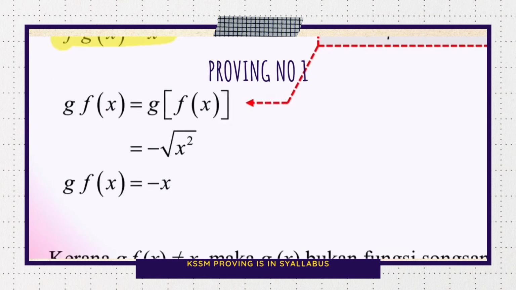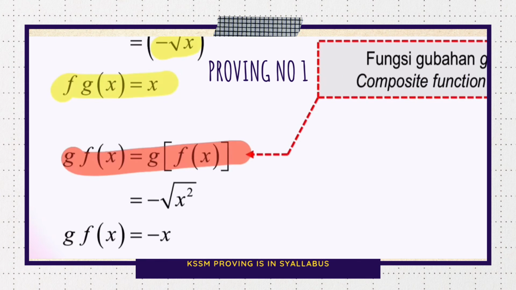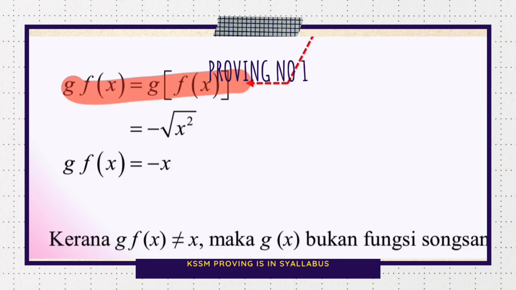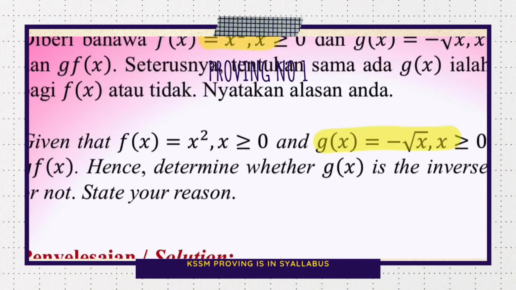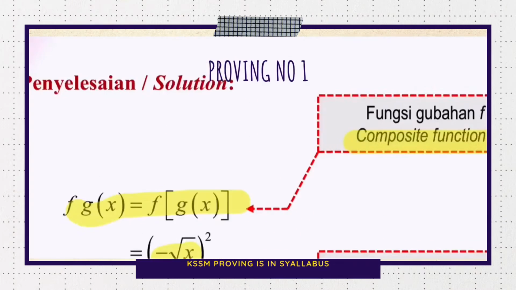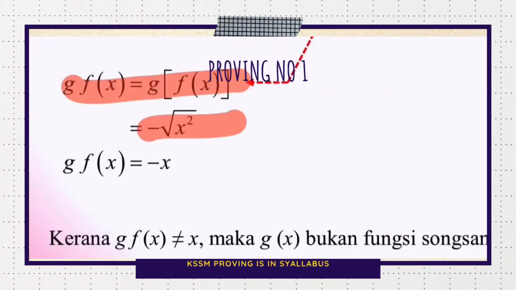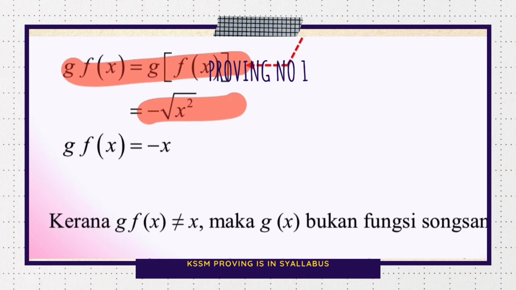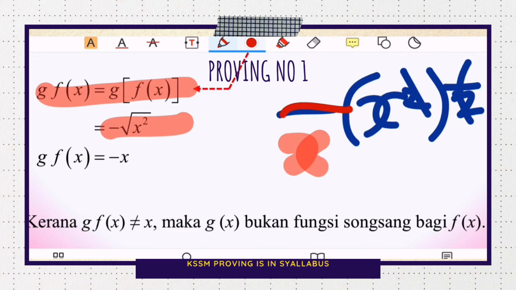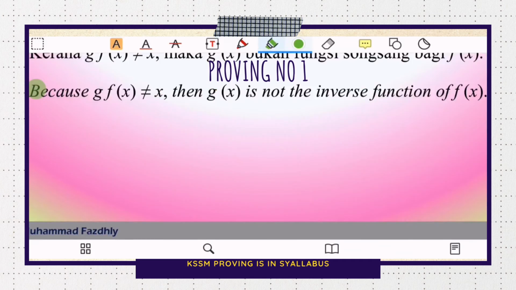Next, gf(x). Composite gf(x). The function g(x) is given here, negative square root x. So we have to use the function g, and we will substitute f(x). f(x) was given as x squared. So the object now is f(x), and the function is g. Since negative is there, we will get negative x. So gf(x) gives the answer negative x, because gf(x) is not equal to x. So g(x) is not the inverse of f(x).